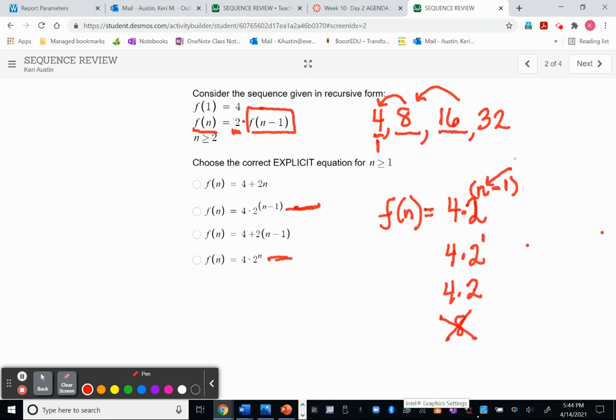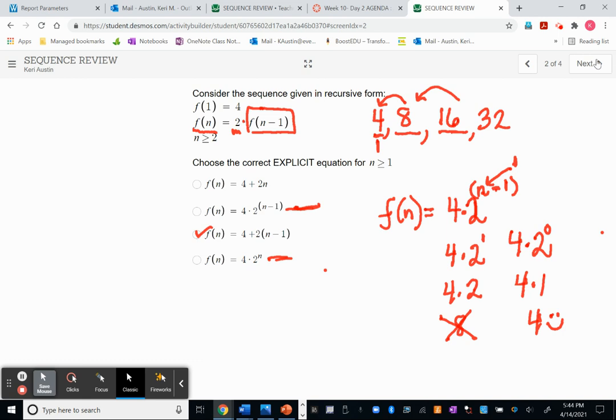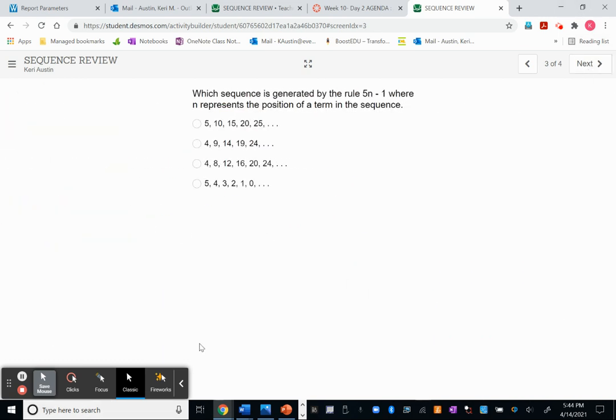If I put a 1 in here now, 1 minus 1 is 0. So now I get 4 times 2 to the 0 power. 2 to the 0 power is 1, and 4 times 1 is 4. This is what I wanted. Okay, so we've got the third selection right here. All right. Next screen. Got to clear.